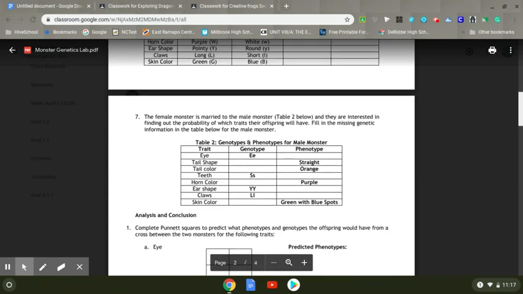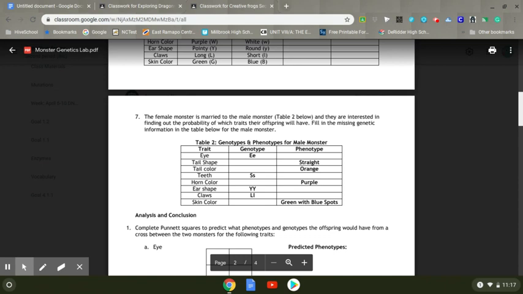So the female, you're going to draw your female on notebook paper and then take a picture of it and upload it. The female monster is married to the male monster. So in table 2, they are interested in finding out the probability of what traits their offspring will have. So you're going to fill in the missing genetic information in the table below for the male monster.